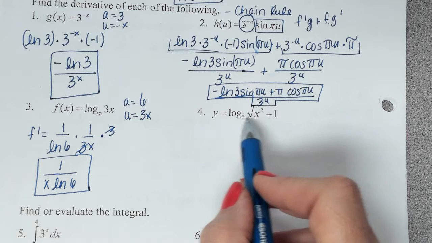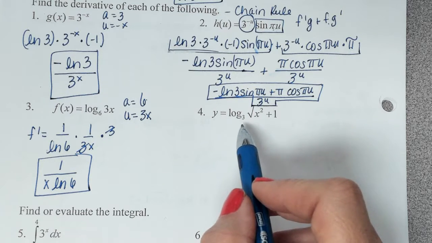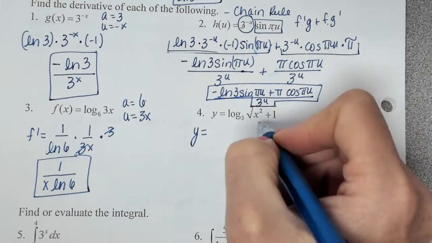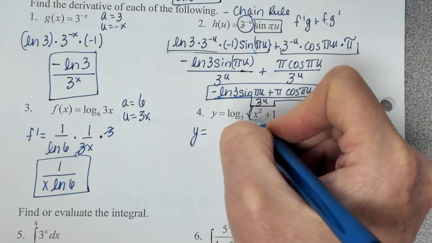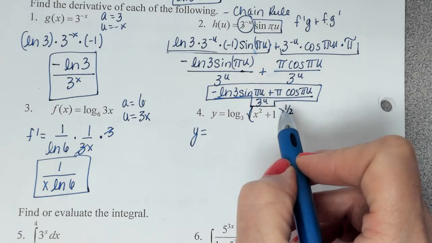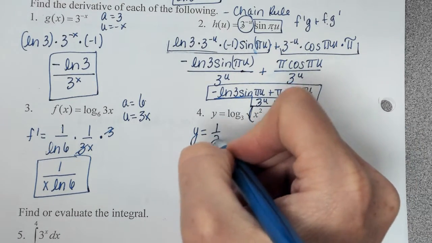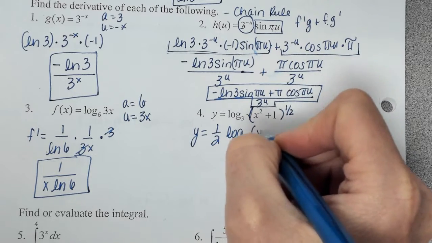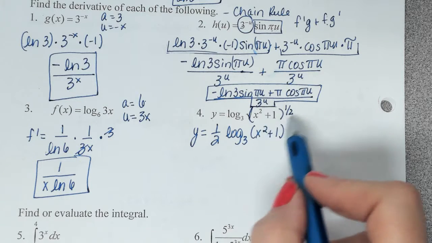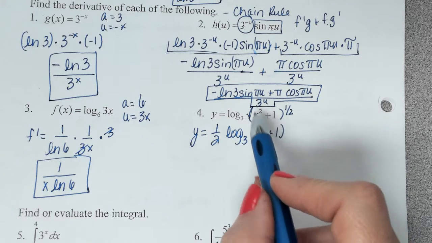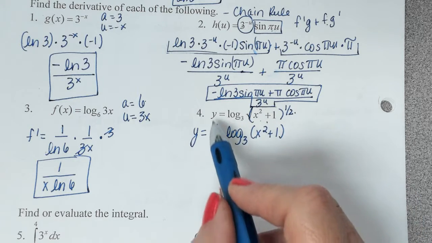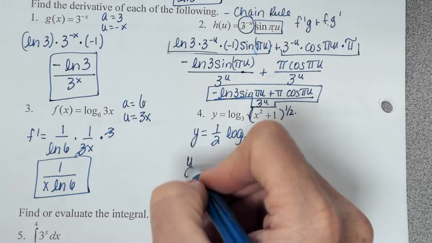All right, number 4. If we have logs, we always want to expand them before we start trying to find derivatives. So I might want to write this as, this is x squared plus 1 to the 1/2. What can I do with that 1/2 then? Right, we want to put that in the front. The reason that we want to do that is because we would have to use the chain rule on this when I go to take the derivative of that, and it's pretty tough to do. It'd be 1/2 u to the negative 1/2 times the derivative of the inside. Not fun.